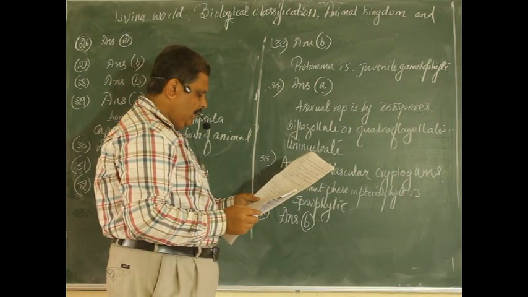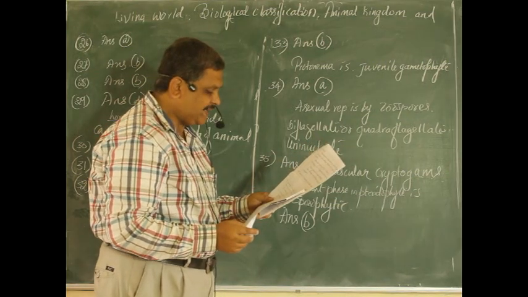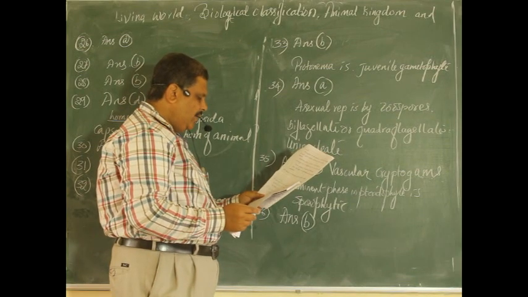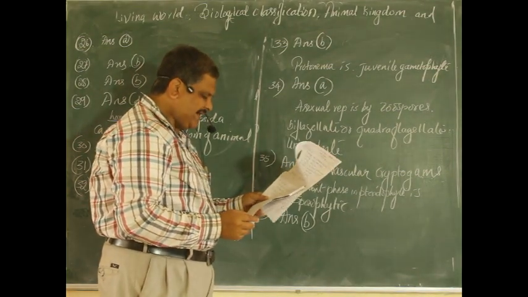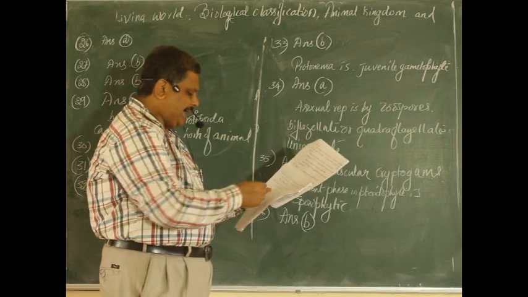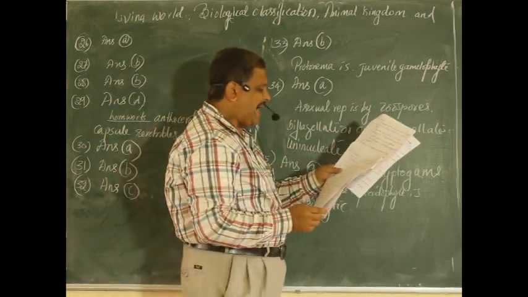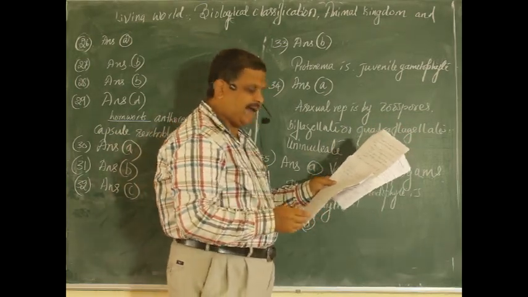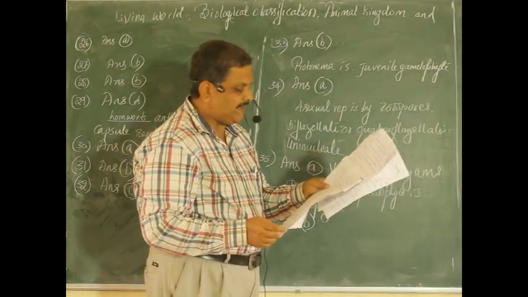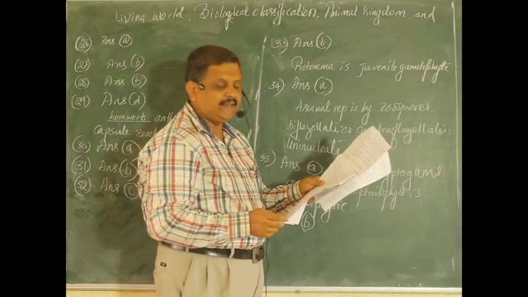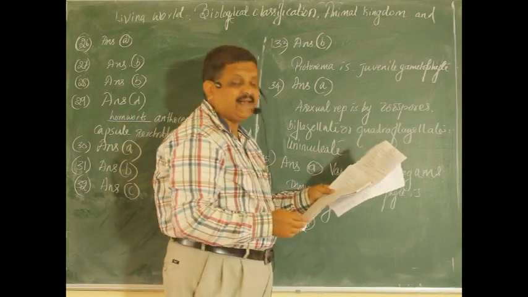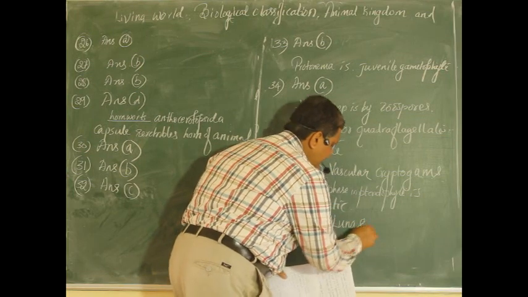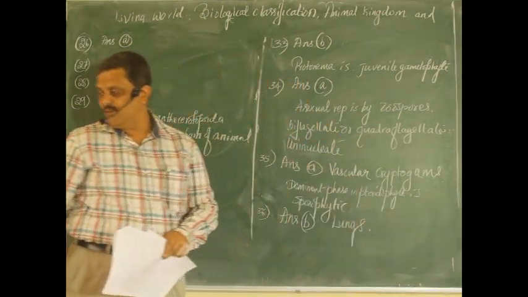Because the question is about matchings of animals and their respiratory organs, we have to find out the correct matchings. Silverfish trachea is correct, scorpion book lung is correct, sea squirt pharyngeal gills is also correct, but dolphin skin is not correct, because dolphins respire with the help of lungs. This point you should remember.